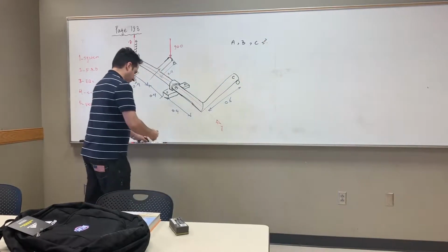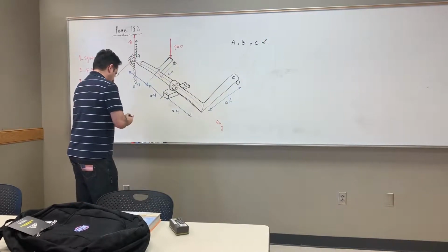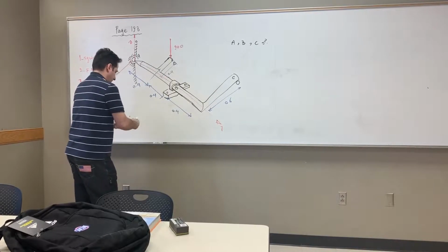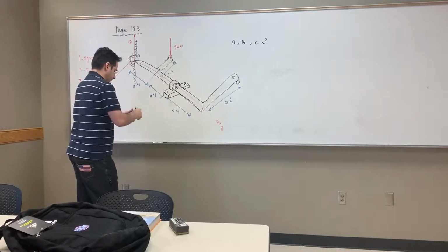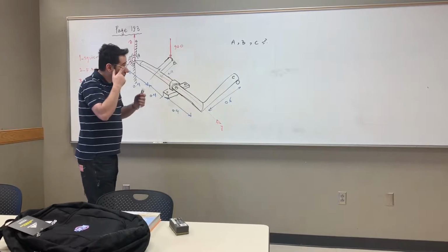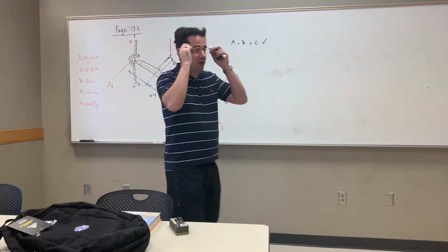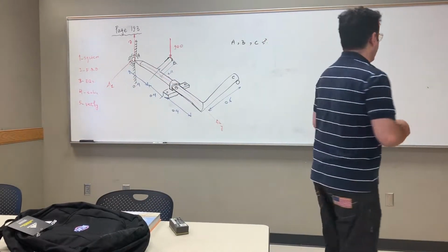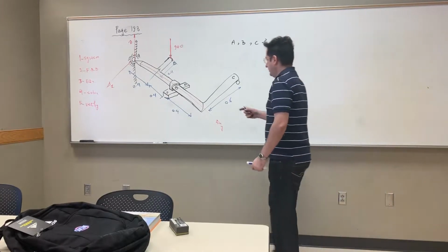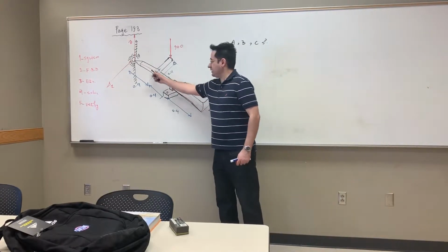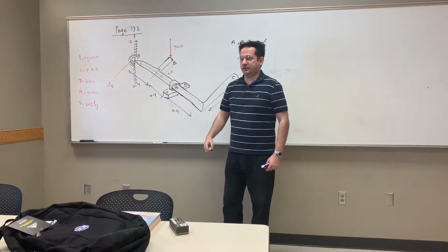That's the question. Find the reactions at these three points. So what should I do? Every time we solve a problem, we have to do five steps. Step one: choose your system. So in fact, this is one part.